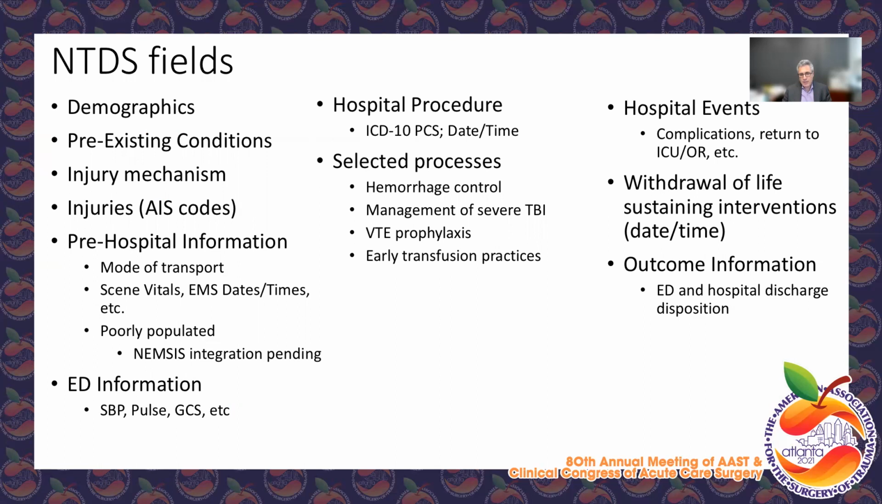Hospital procedures are captured as well, typically through ICD-10 codes, along with the date and time of the procedure. If your study is very dependent on specific procedures, I would probably create my own fields for that, so you don't have to worry about capturing the right ICD-10 codes. And we have selected process measures, like the timing of hemorrhage control, a lot of details about management of severe TBI and VTE prophylaxis and early transfusion practices. And then we have a series of complications that we capture and very specific in-hospital outcome information. So again, this is all specified in the NTDS, and I won't go into too much detail.